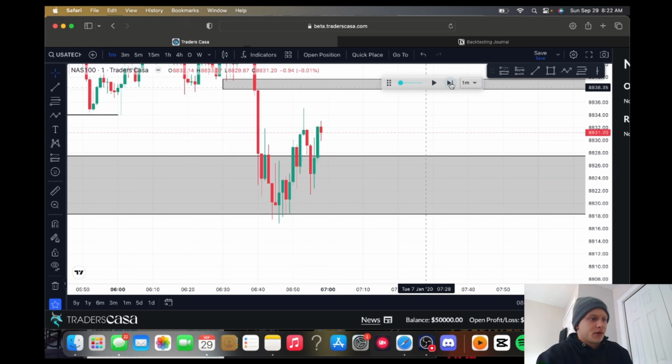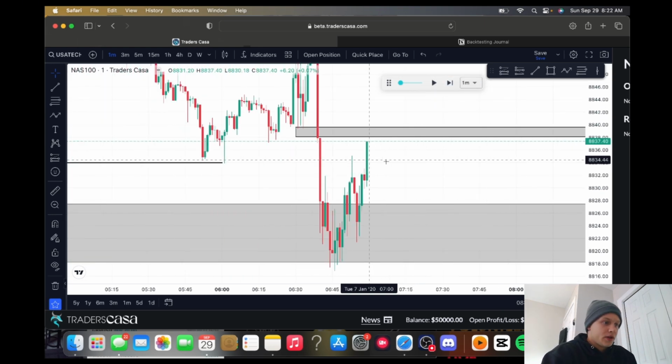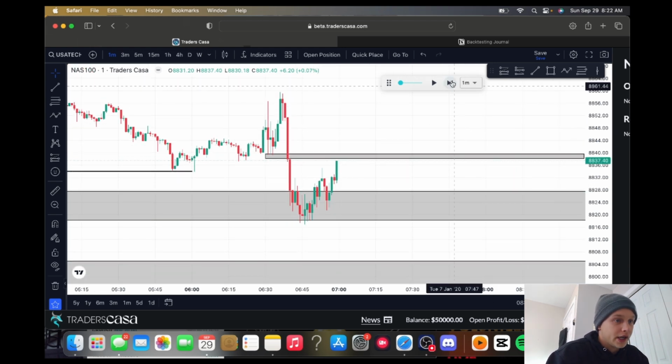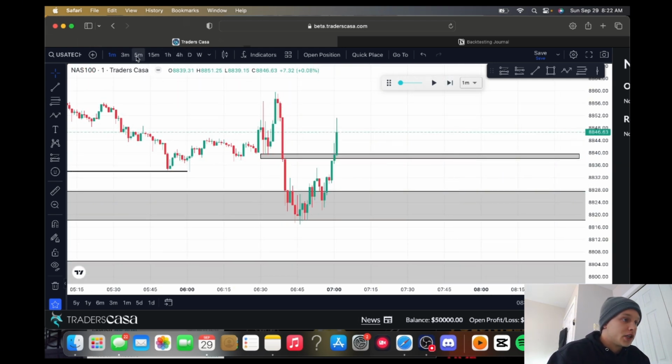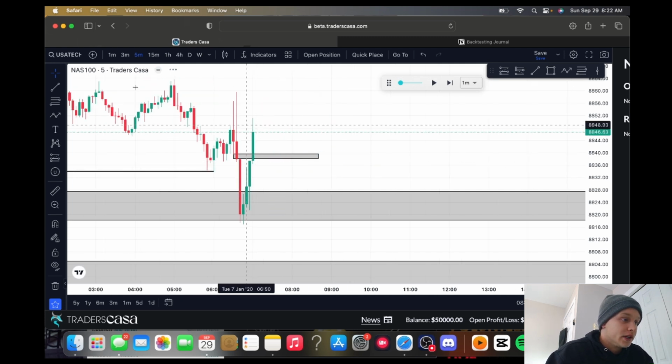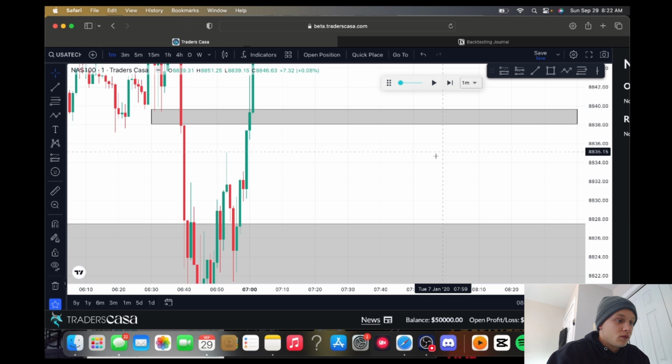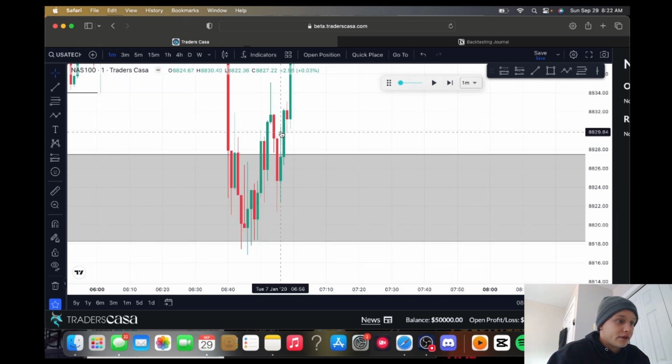So I'll just let price kind of play its way out. If it runs up, it runs up. I'm not trading it. If it runs up, like we just tapped that 5-minute. That was my draw on liquidity. Perfect. Okay, so we tapped the 5-minute. I didn't want to take any trades because we just didn't have enough structure.